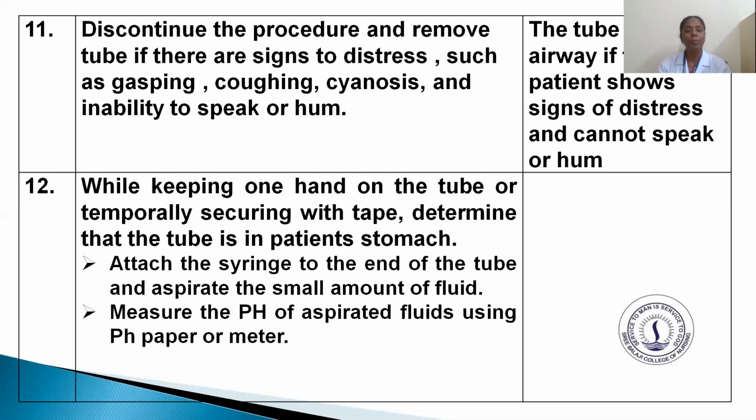The 12th point, while keeping one hand on the tube or temporarily securing it with tape, determine that the tube is in the patient's stomach. Attach the syringe to the end of the tube and aspirate a small amount of fluid, and measure the pH of the aspirated fluid using pH paper or meters. What will happen after this insertion? Sometimes the patient has gagging, gasping, and cyanosis. This takes place.